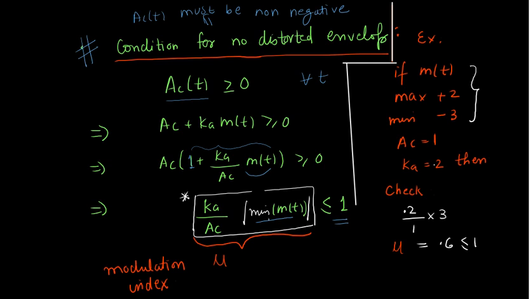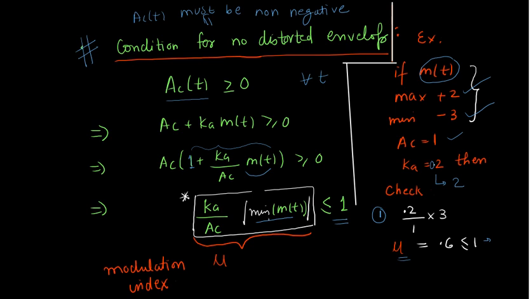Okay, so let's take an example. We take a message signal m(t) whose maximum value is +2 and minimum value is -3. We take A_c as 1, and for the sensitivity, in the first scenario we take it as 0.2 and in the other scenario we take it as 2. Let's check the first scenario: mu is k_a divided by A_c multiplied by the modulus of min of m(t), which is 3. So 0.6. Since mu is less than or equal to 1, we will not observe the distorted envelope.